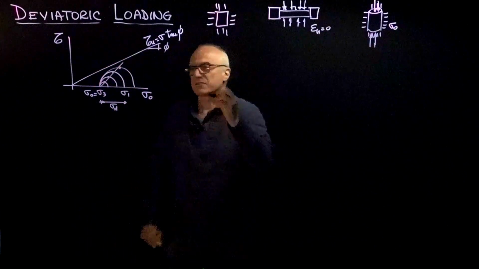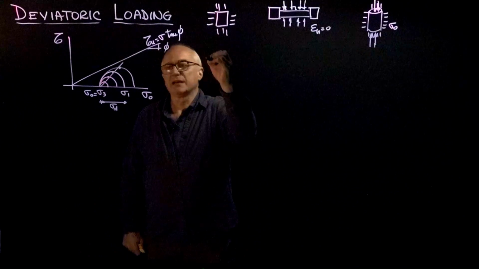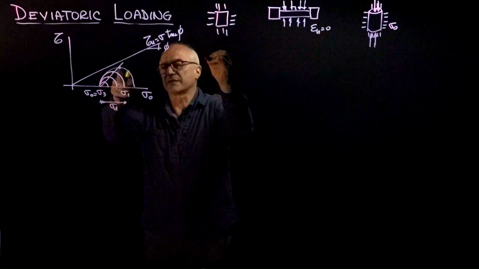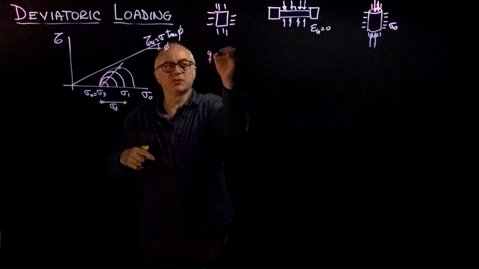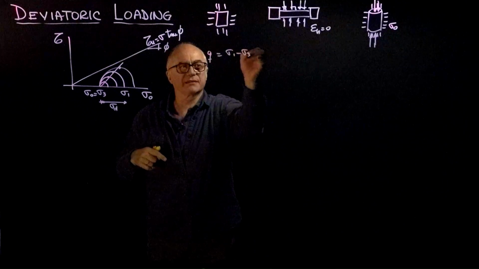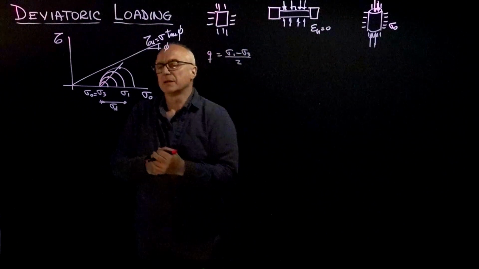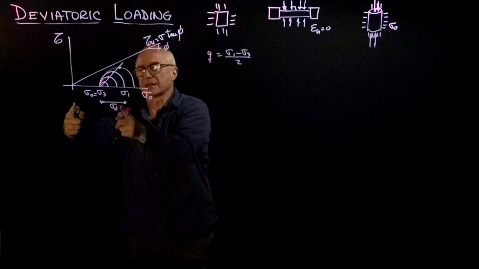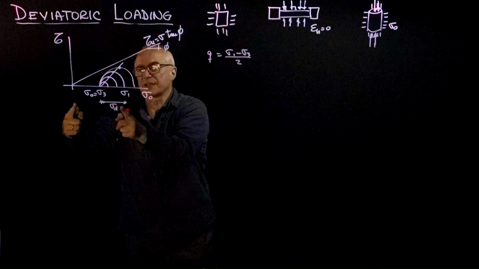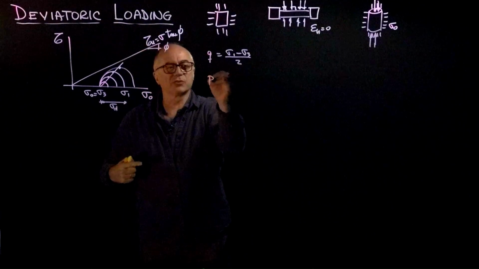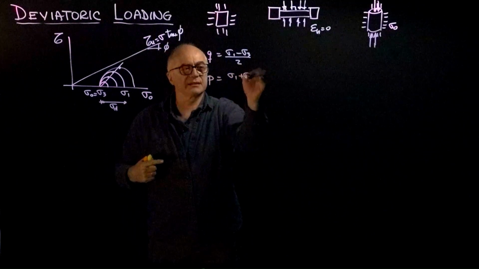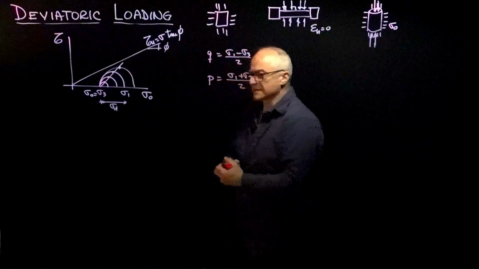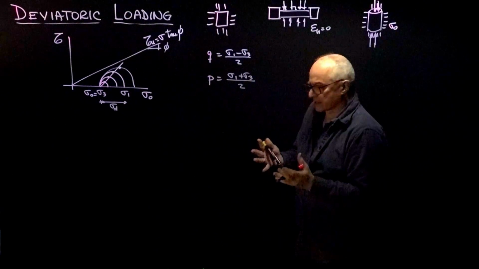Now, the coordinates of the apex, as you may remember, are: the height is equal to sigma 1 minus sigma 3 divided by 2. This is Q, sigma 1 minus sigma 3 divided by 2. While the position of the apex, the distance from the origin to the horizontal position of the apex, is equal to sigma 1 plus sigma 3 over 2. And these are the Q and P coordinates coming from the Mohr circle.